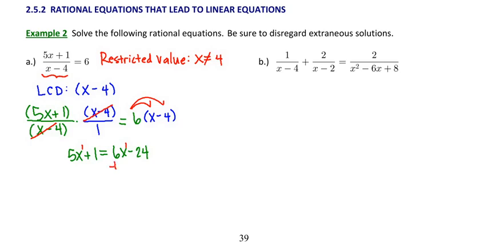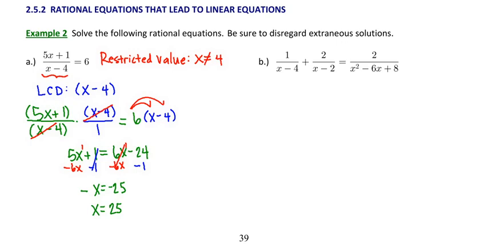So let's collect our variable terms on the left. I'm going to subtract 6x from both sides and collect our constant terms on the right, so subtract 1 from both sides. This leaves us with the equation negative x equals negative 25. Dividing both sides by negative 1, we have our apparent solution x equals 25.